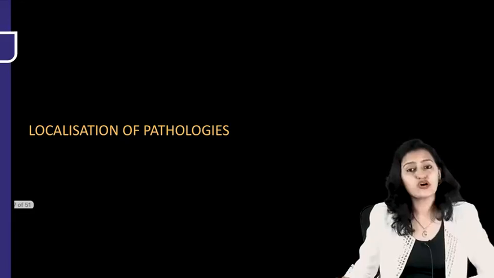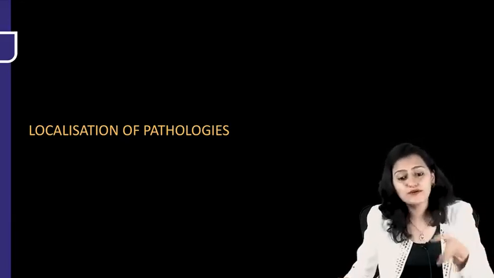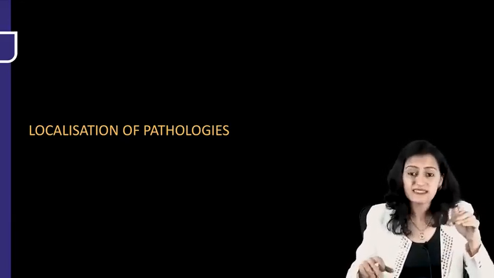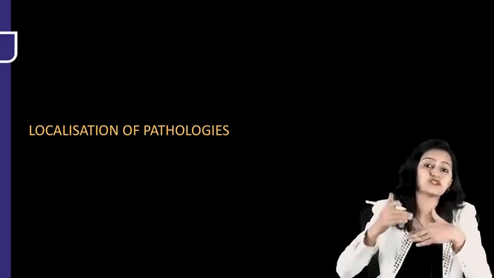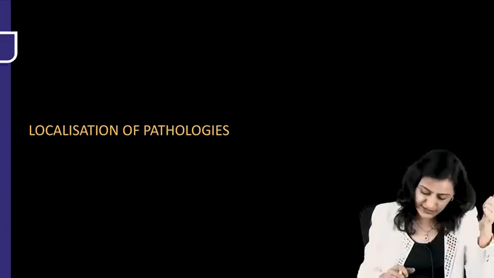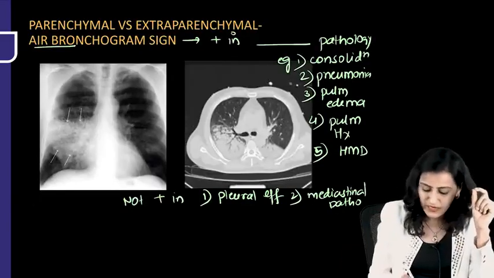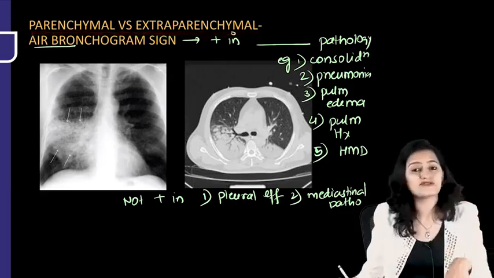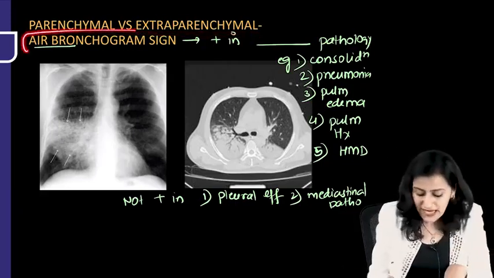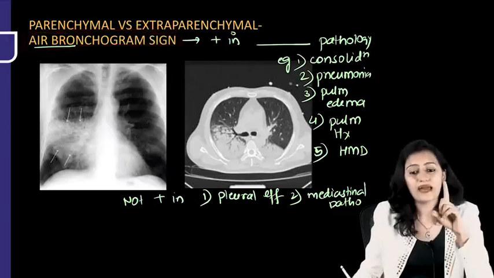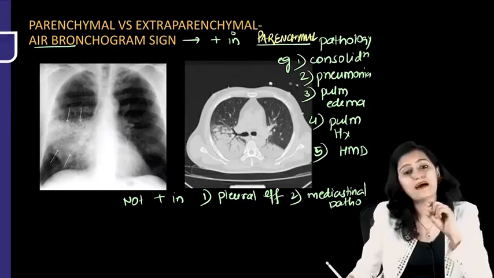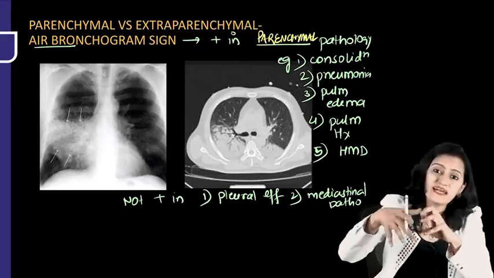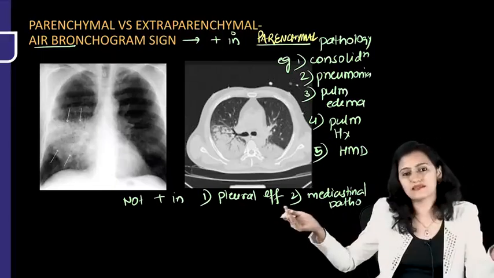Now going to the lung pathologies, how do you localize a pathology? Whether it is intraparenchymal, extraparenchymal, even if it's intraparenchymal, in which lobe of the lung it is, how do we localize on X-ray? So the sign which helps in localizing whether this is parenchymal or extraparenchymal pathology is the air bronchogram sign. Now air bronchogram sign is present in parenchymal pathologies. Okay, air bronchogram is present in parenchymal pathology because the bronchi are present in the parenchyma, not outside the parenchyma.